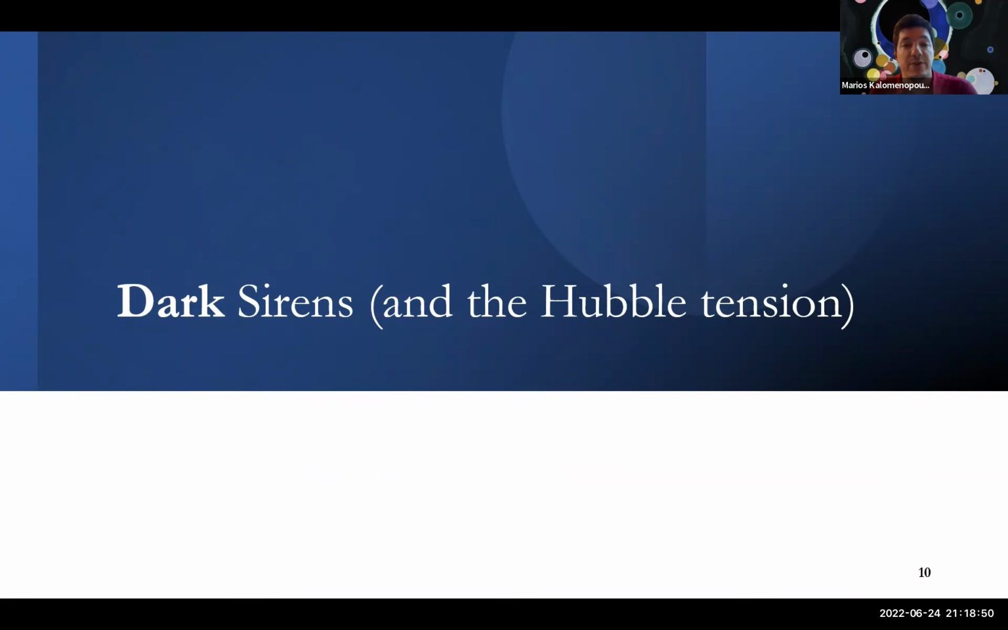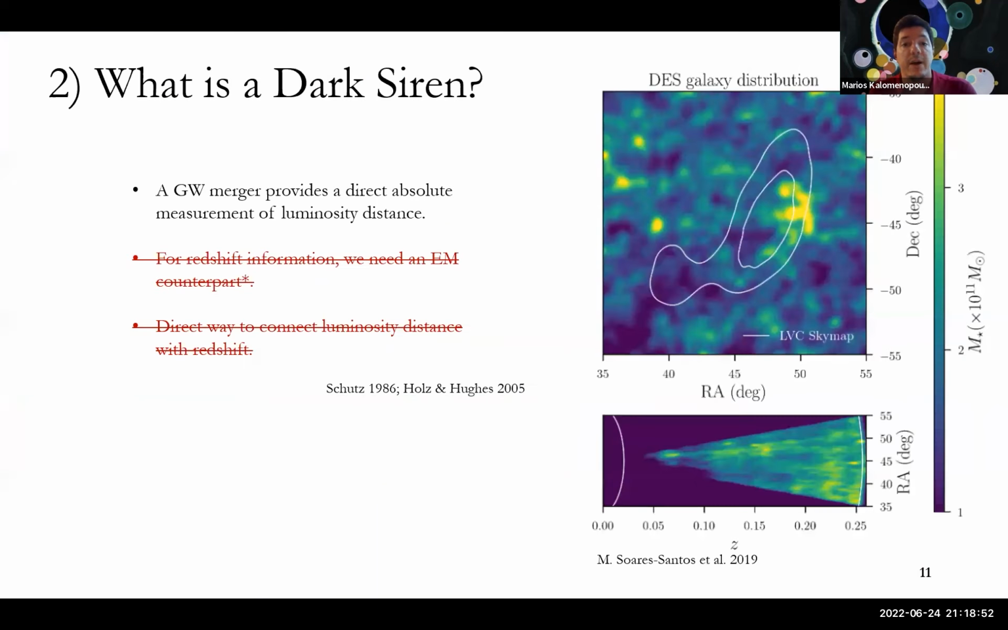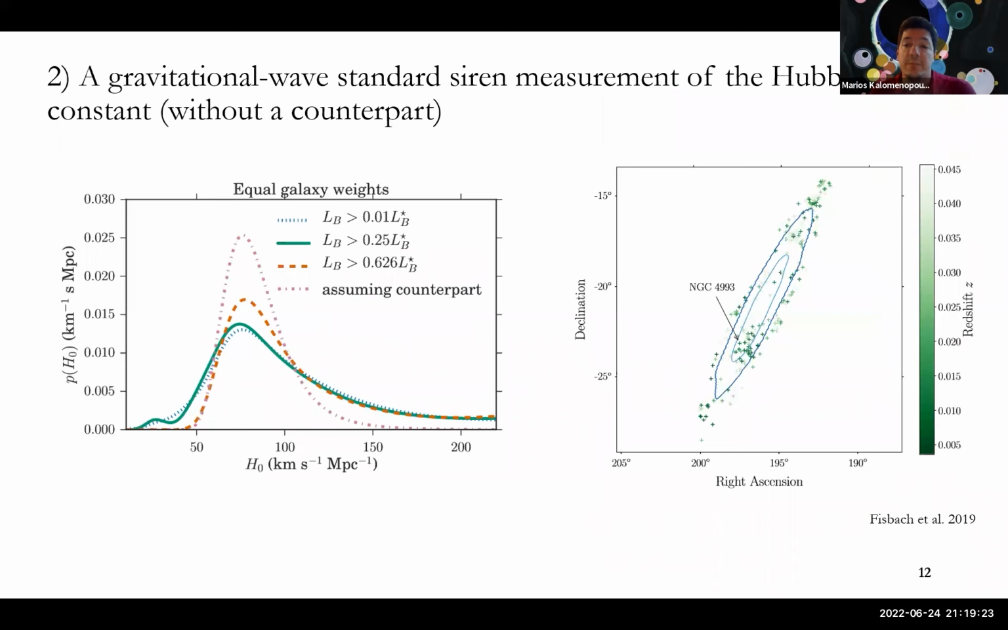So dark siren observations, which are gravitational waves with no electromagnetic counterparts. So that means that we don't know exactly the source of the gravitational wave, and we need to manage to get some information about the Hubble parameter. And the way that we usually do that is to use the sky localization of the gravitational wave in order to get some information about the possible hosts. So this is an example where it has been done, like the standard siren, but now with the dark sirens technique in Fishbach et al.